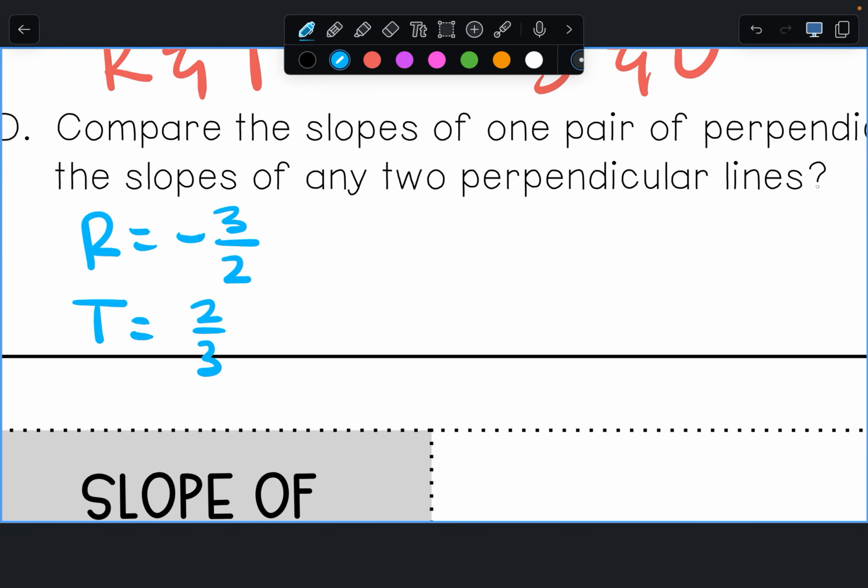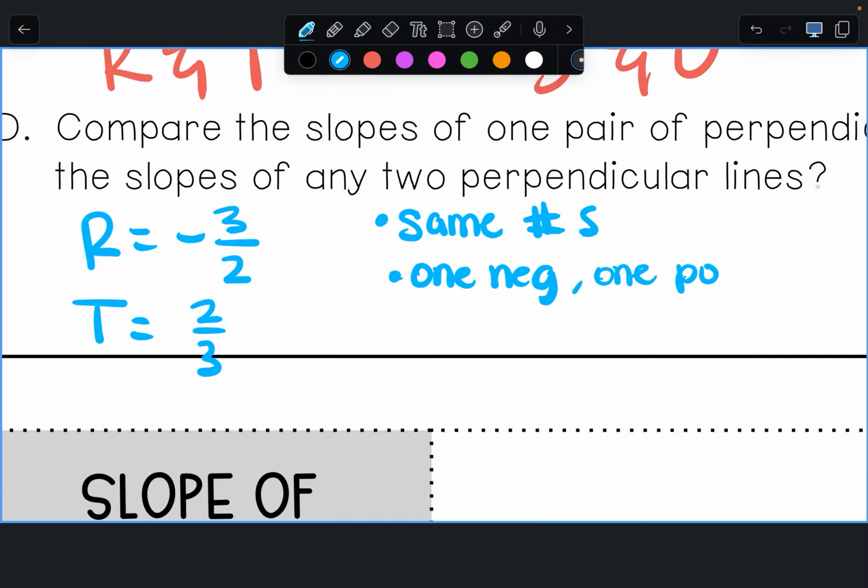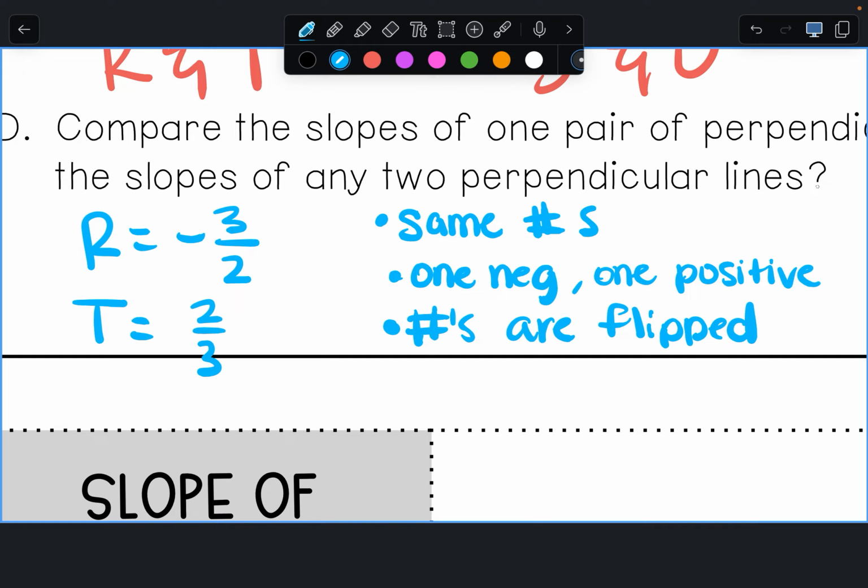All right, what do you notice about those slopes? They have the same numbers. All right, they have the same numbers. What else? That one of them is a negative. And then that the numbers are swapped. One negative, one positive. The numbers are flipped. Okay, very good.